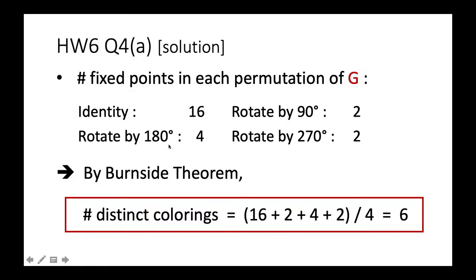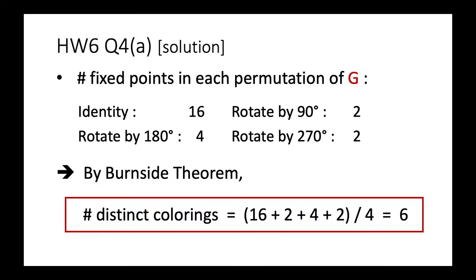If rotation by 180, then we will see that there are going to be 4 variations. One diagonal can have both squares in black or in white, and the other diagonal can also have both squares in black or in white. So there are 2 choices for the coloring of one diagonal and 2 choices for the other diagonal, so there are altogether 4 different fixed points. And rotation by 270 degrees is the same as rotation by 90 degrees in the other direction, so there are exactly 2. Using Burnside, the number of distinct colorings is equal to the average number of fixed points. So we add up all these numbers and divide by 4, and we get 6 as the answer.